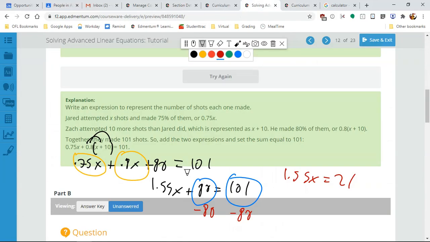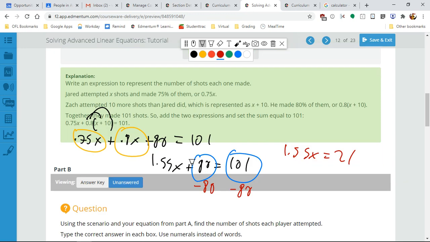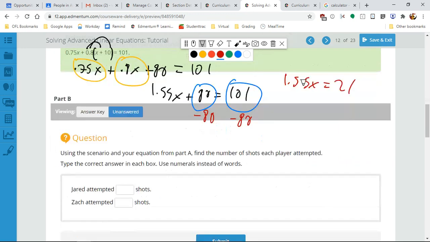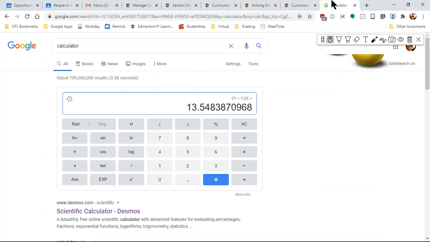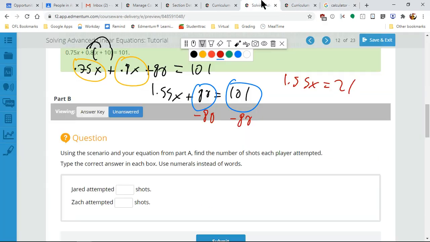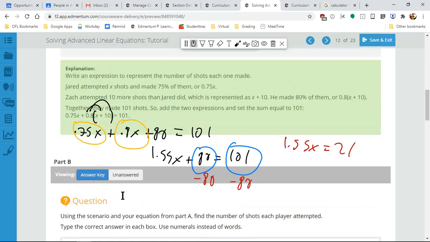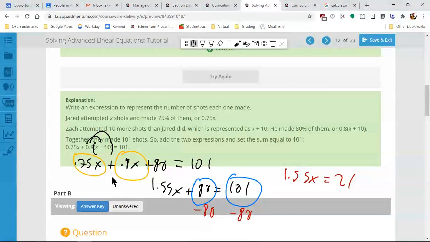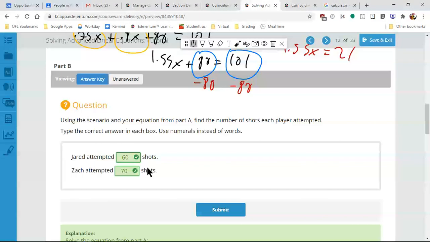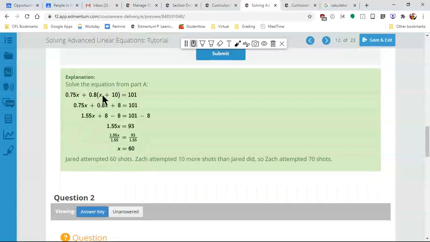Let me see if I got anything wrong here. 101. No. So I'm getting about 14. So I'm a little curious as to how Edmentum's going to answer this. 60 shots. How did they get 60 shots? 70% times that. Distribute that. What did I do wrong here?